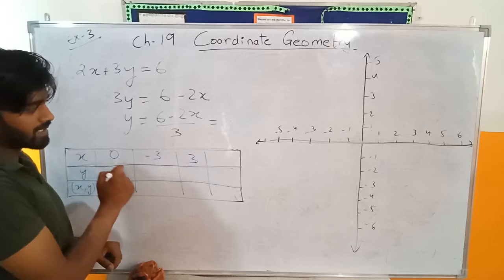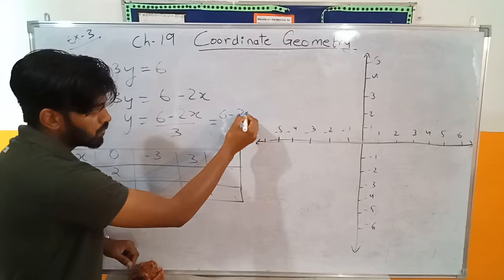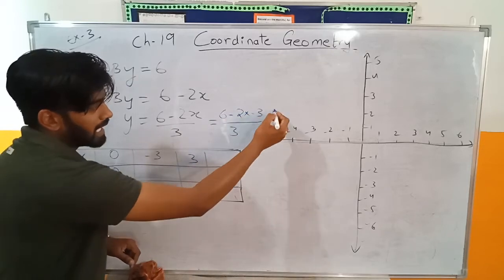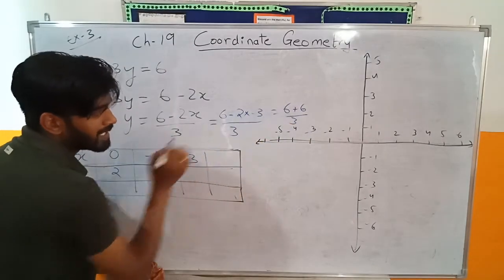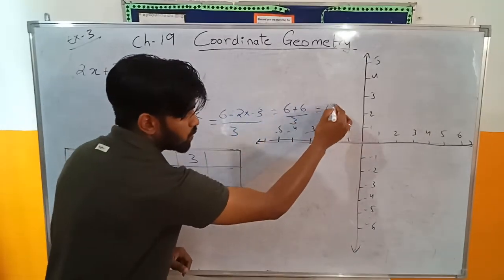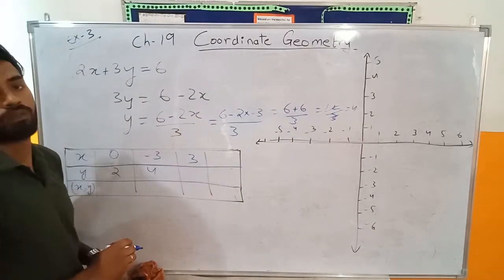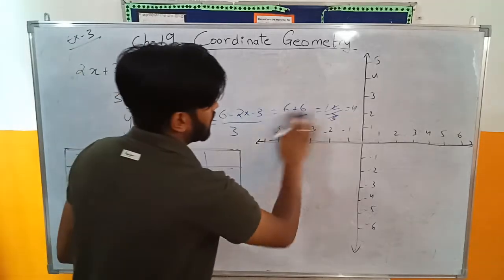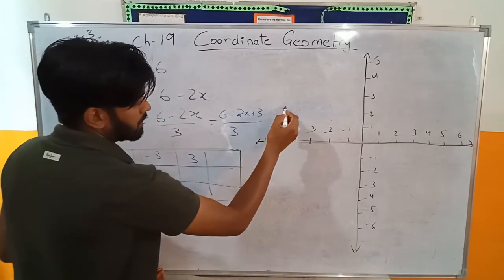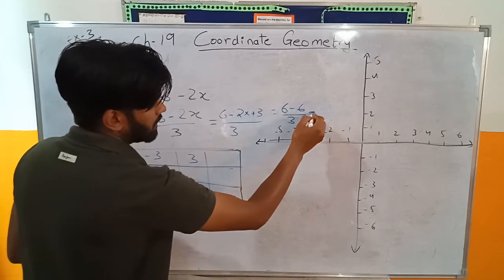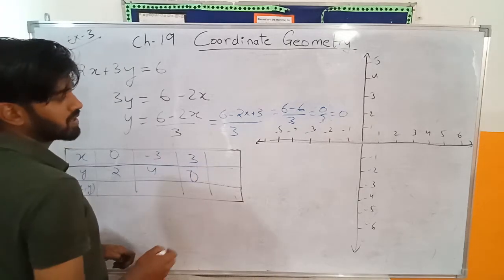If I take minus 3, let's take minus 3 over here. So 6 minus 2 into minus 3 upon 3. Then I'll be getting 6 plus 6 over 3, because minus and minus becomes plus and 2 threes are 6. That is going to be 12 upon 3, and your answer is 4. So when you're taking minus 3, you'll get 4. Now I'll be taking plus 3. So it will be 6 minus 6 upon 3. That is 0 upon 3. Your answer is 0. So when you're taking 3, you will be getting 0 as an answer.